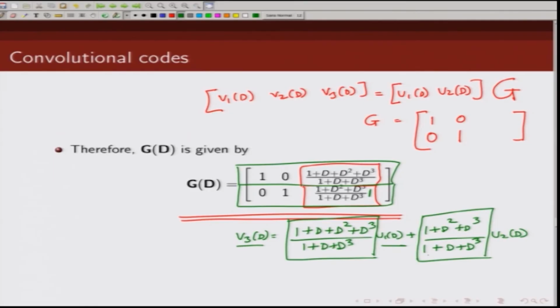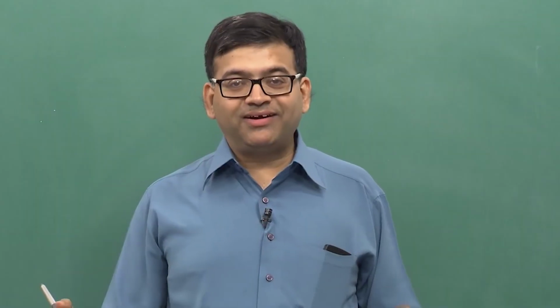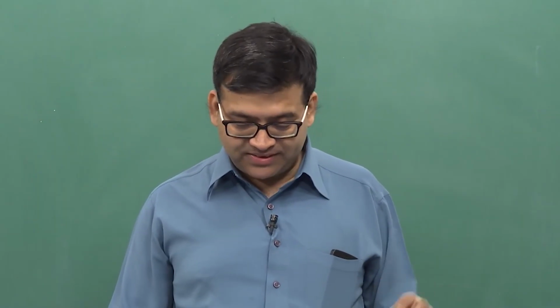Similarly, the feedback connections are 1, d and d cube. So, feedback connections, this is the 1, this is d, and this is d cube, and V3 is a combination of these two. So, this is my V3. I hope this is clear how we can realize this encoder using controller canonical form realization.